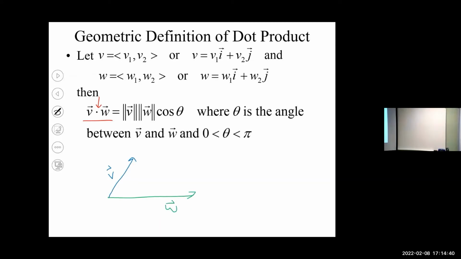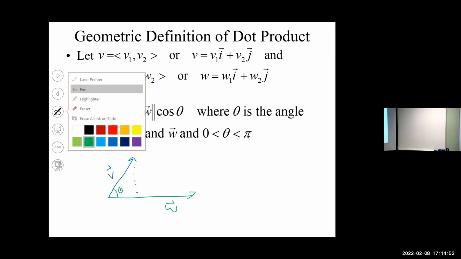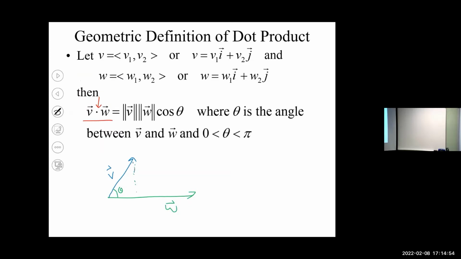And we got some angle between them. Call it theta. All right. Now, what's happening is we are going to get the component of V. Let's do that in blue. We're going to get the component of V, right? That V1 component that's in the same direction as W, right?